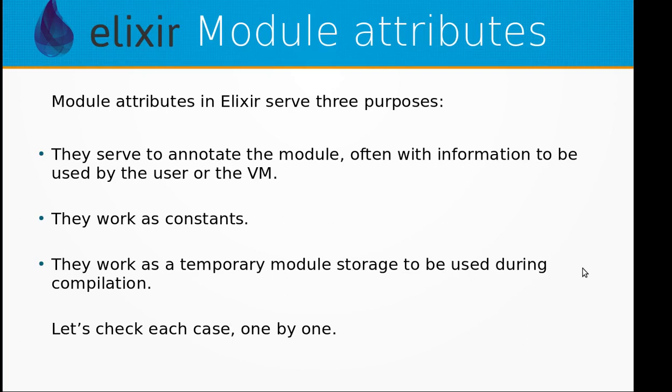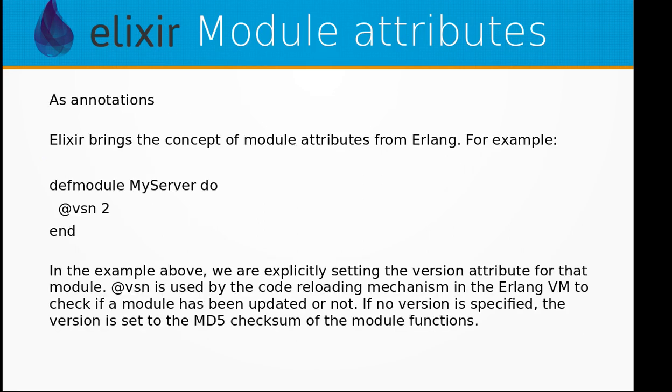In today's video training we will be learning about module attributes in Elixir. Module attributes in Elixir serve three purposes. They serve to annotate the module, often with information to be used by the user or the VM. They work as constants. And the third one is that they work as a temporary module storage to be used during compilation. Let's check each case one by one.